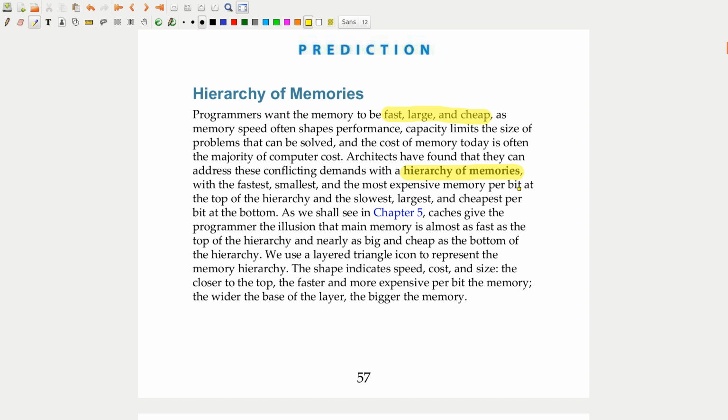So we have parts of memory that are geared more towards very, very fast response, and then we have other parts of memory that deal more with massive capacity, or with more bandwidth concerns. So sometimes we just want something quickly, sometimes we want to make sure that a lot of things can be captured. So as we'll see in chapter 5, caches give the programmer the illusion that main memory is almost as fast as the top of the hierarchy, and nearly as big and cheap as the bottom of the hierarchy.